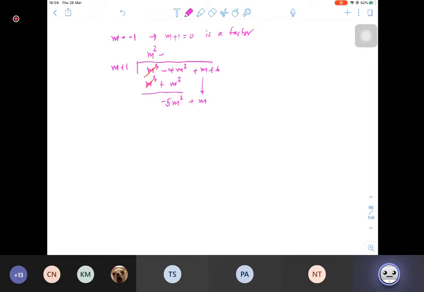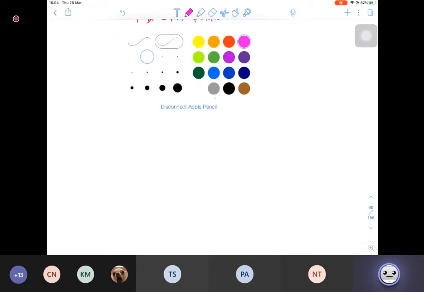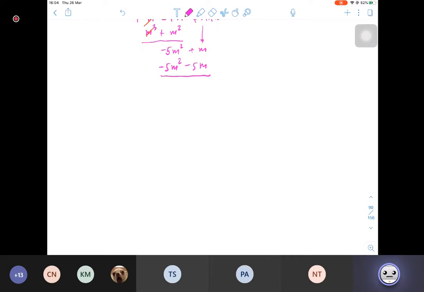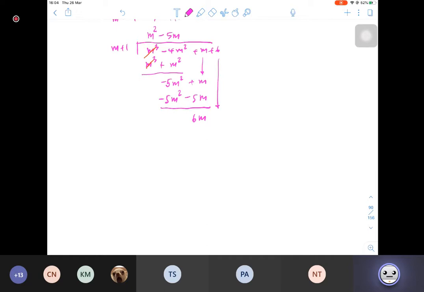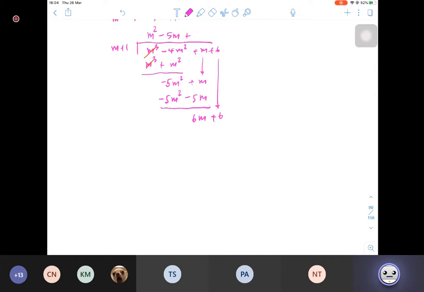So that term should be minus 5m, right? So we multiply minus 5m to m, you get minus 5m squared, and then minus 5m. And we subtract those two, you get m minus 5m, which is 6m, right? And I pull down here, plus 6. So the last number I would need here would be 6. So I got 6m plus 6, which is 0.